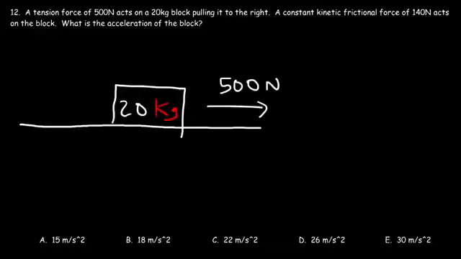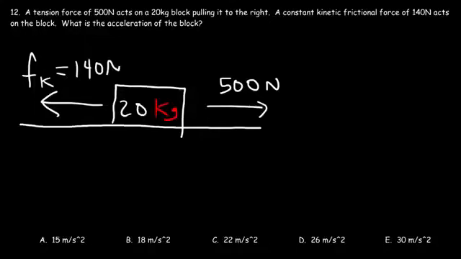And friction opposes motion. So when the block slides on the surface to the right, there's going to be a constant kinetic frictional force, which I'm going to call Fk, and that's going to be 140 newtons. So keep in mind, friction always opposes motion. So if the block is sliding to the right, the kinetic frictional force is directed to the left. If the block is sliding to the left, kinetic friction will point to the right.